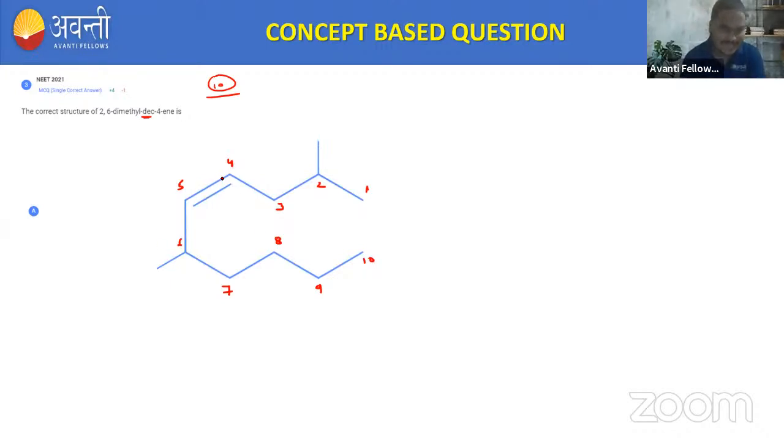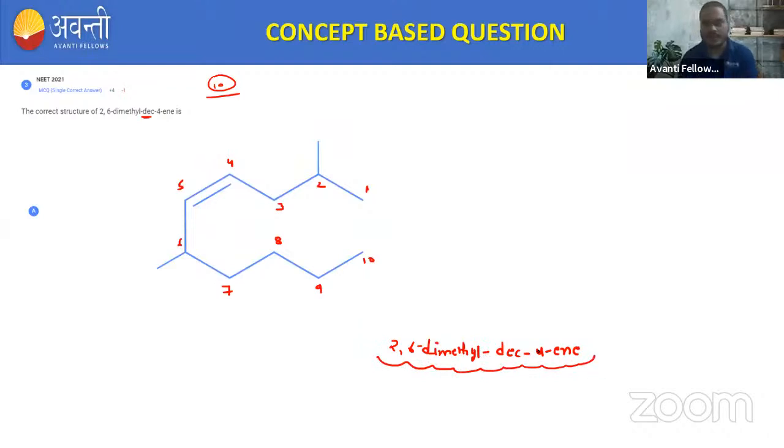Now at 4 we have ene, right? So we have a 10 carbon atom chain, dec, and at 4 we have ene. No functional group is present. Fine. So let's look for the substituents. So we have 2 and 6, right? 2,6-dimethyl, and this is dec-4-ene.